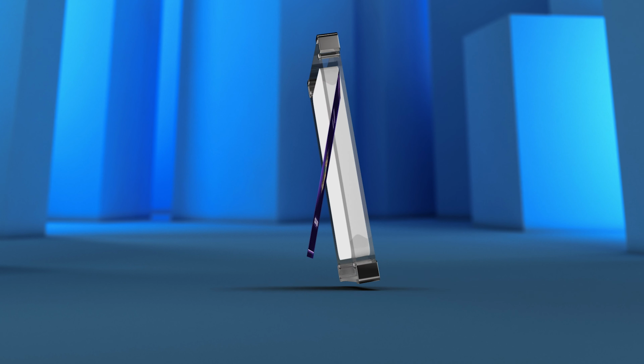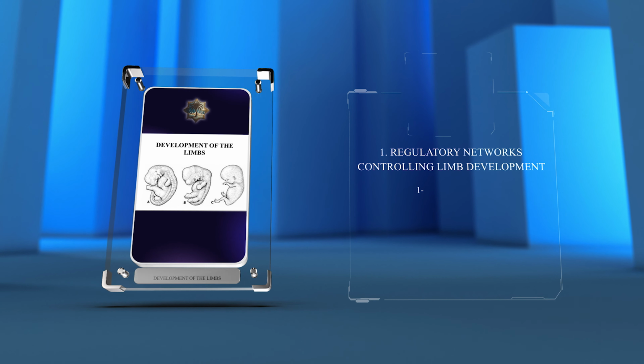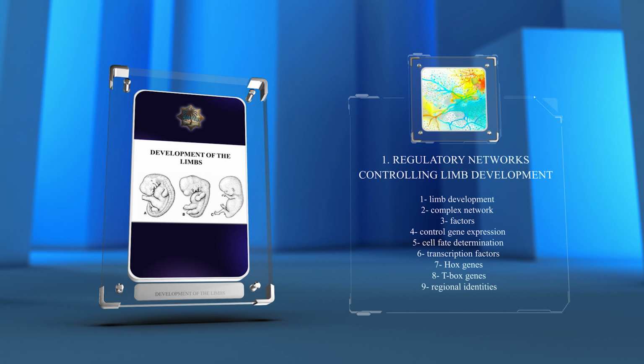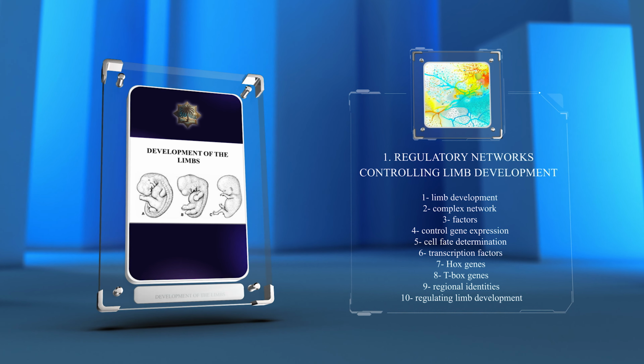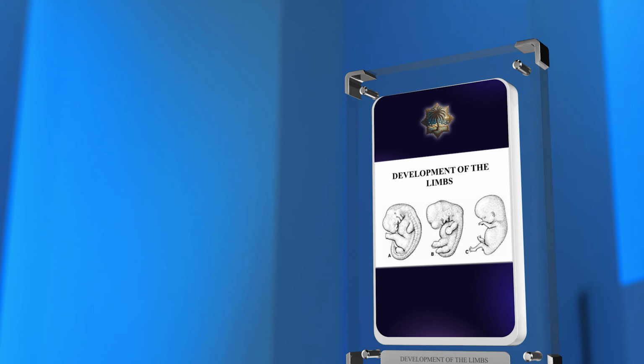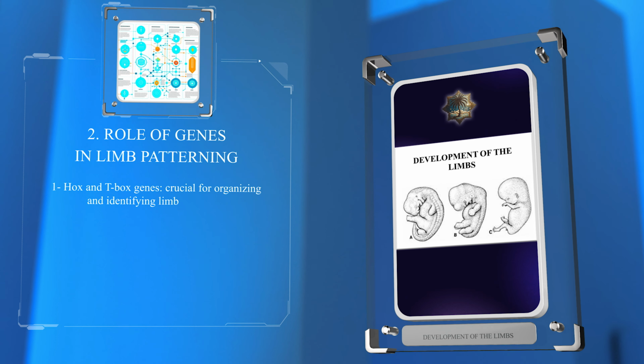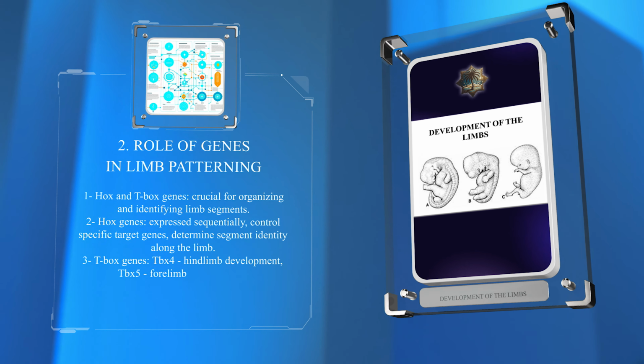Limb development involves a complex network of factors that control gene expression and cell fate determination. Transcription factors like HOX and TBOX genes play important roles in specifying regional identities and regulating limb development. HOX and TBOX genes are crucial for organizing and identifying limb segments. HOX genes are expressed sequentially and control specific target genes, determining segment identity along the limb. TBOX genes like TBX4 and TBX5 are essential for hindlimb and forelimb development, respectively.